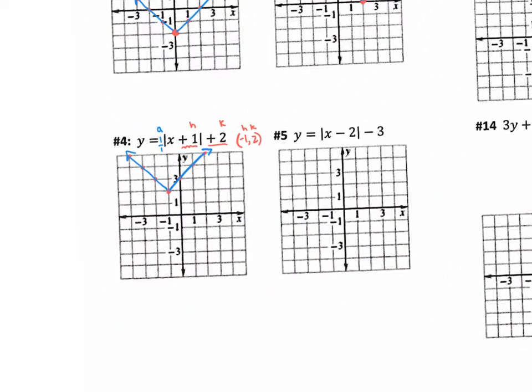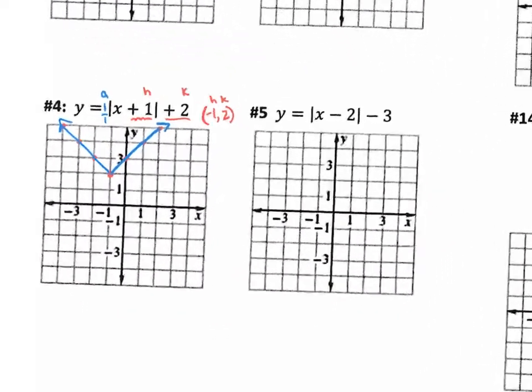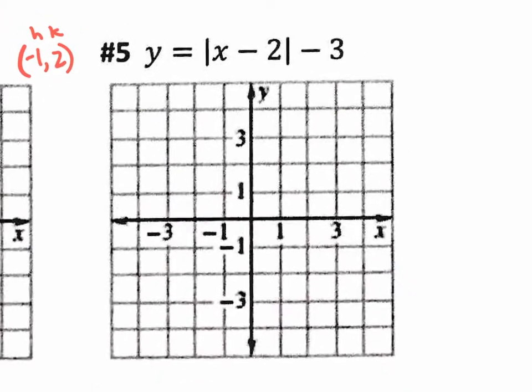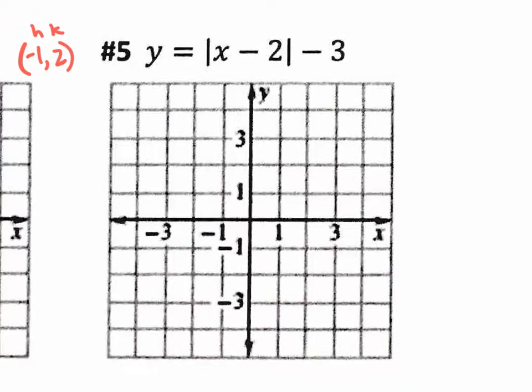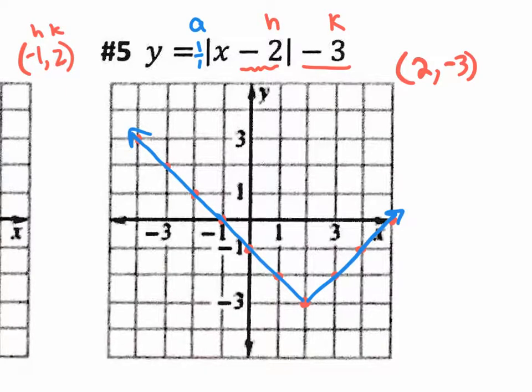So I would like you to try and do number 5 yourselves. So please hit pause at this moment and try it, and then unpause it and you'll see the answer. So there's the answer. Think opposite on H, which is 2. Take K for what it is, which is -3. So you go to 2, -3.